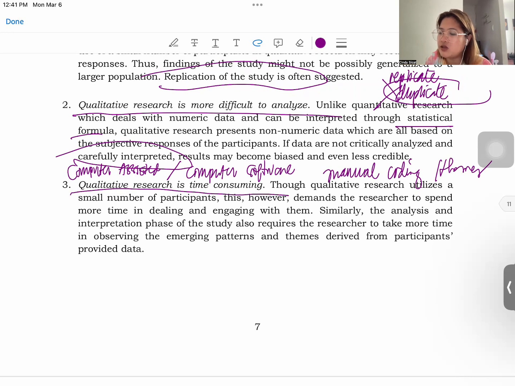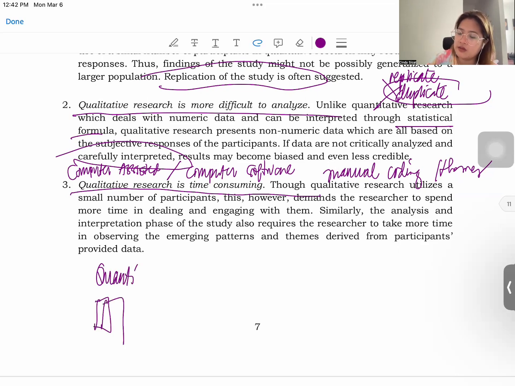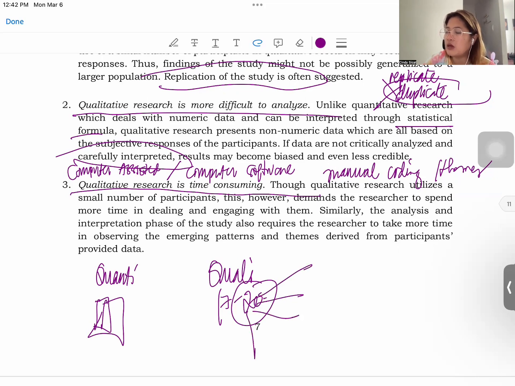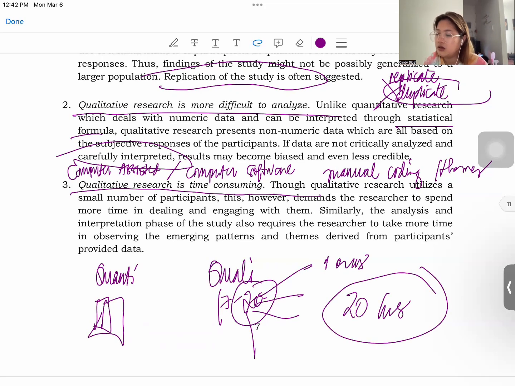And then, qualitative research is time-consuming, yes. Unlike Quanti, si Quanti kasi magsa-survey ka, di ba? Or even Google Forms. Afterwards, okay na tayo. But for Quali, kahit konti lang yan, sabi mong maximum of 17 or 20, nagbago isip mo, ita-transcribe mo lahat ng pinag-usapan, kahit tig-isang oras. So, let's say, isang oras ang naging interview mo sa bawat isa sa kanila, so that means 20 hours ang ipaprocess mo. Okay? Similarly, the analysis and interpretation phase of the study also requires the researcher to take more time in observing the emerging patterns and themes.